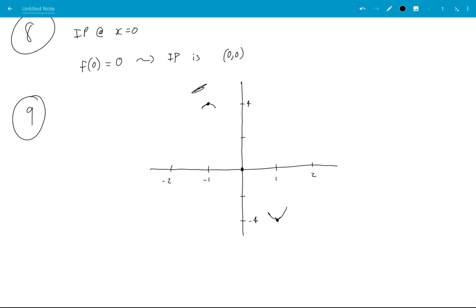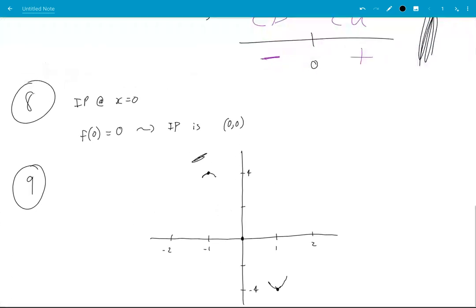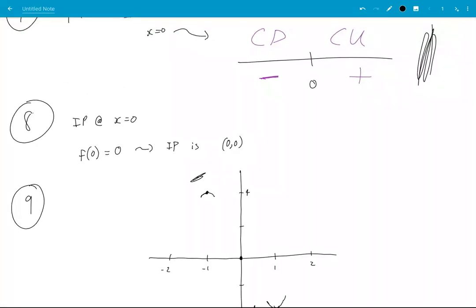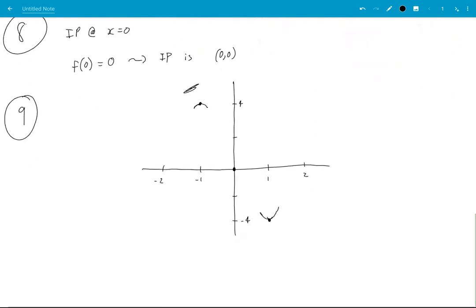I should do so in an educated manner. So look at my concavity. Concavity is concave down for x less than 0, concave up for x bigger than 0. So I should draw it. I'm going to start drawing from -1, 4. So I'm going concave down, down, down, and then I'm going to just switch right there. Now I'm trying, it's not easy, to draw concave up, up, up, and something like that.